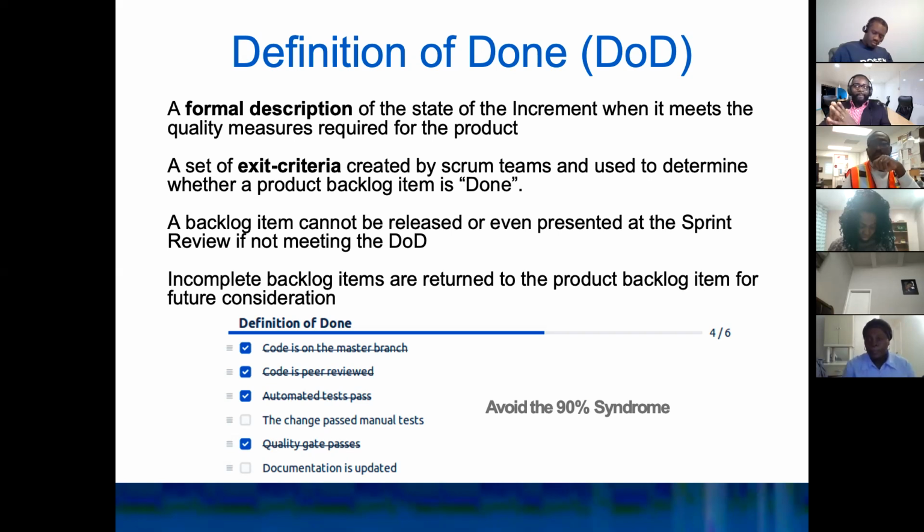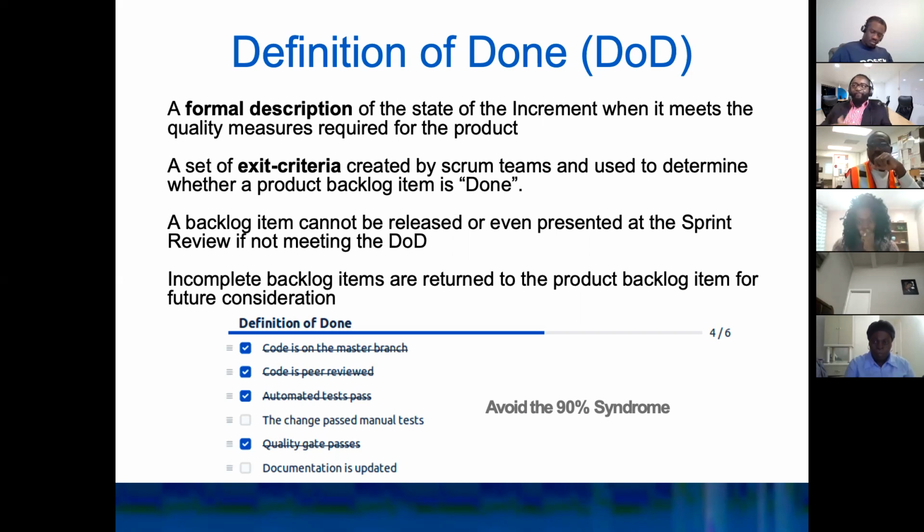So the same thing goes for any feature that we release. The Scrum team is the one who is sitting down and decides what are the items or the criteria that we're putting in our definition of done for each and every feature that we release or that we create.